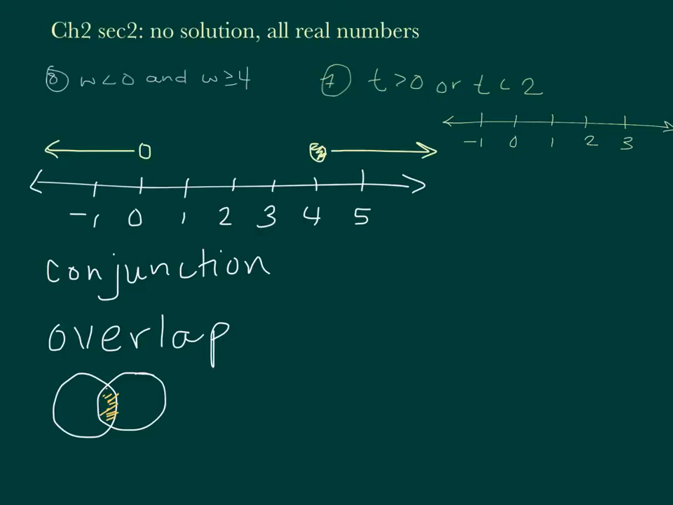Now I'm going to remind myself that we have an and here, which is a conjunction. It means I'm looking for the overlap. And I notice that there is no overlap between these two graphs, which means that there is nothing that I can shade on the solution graph. So when I can't shade anything, no shading, or no overlap, that means that I have no solution.